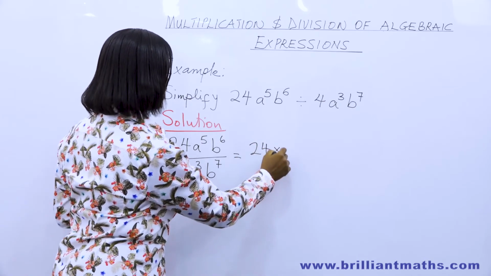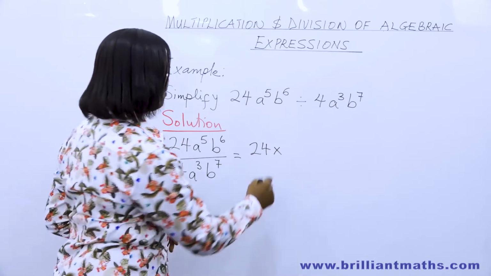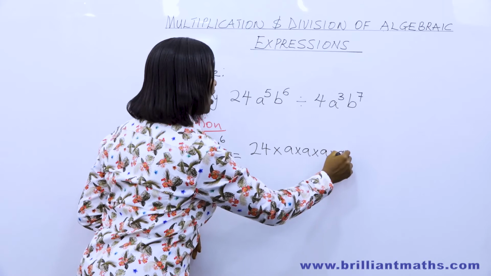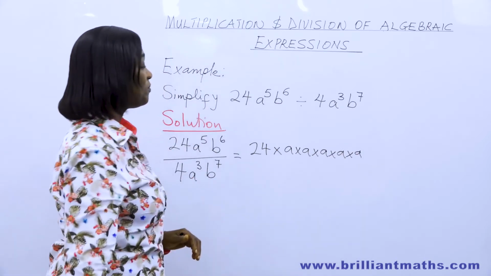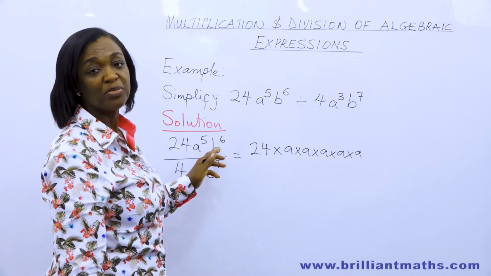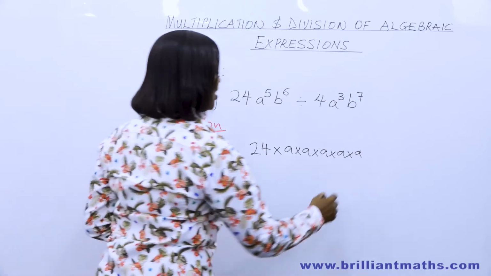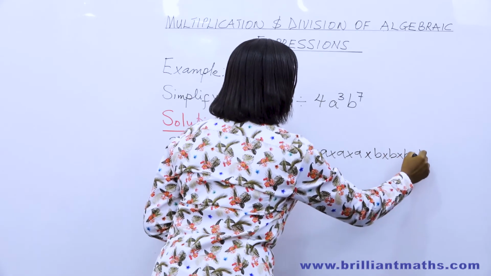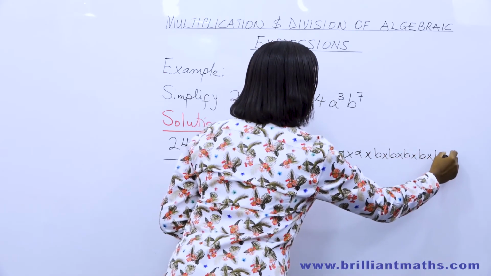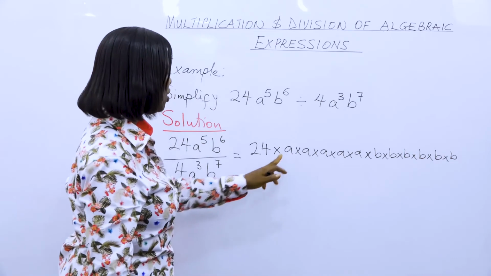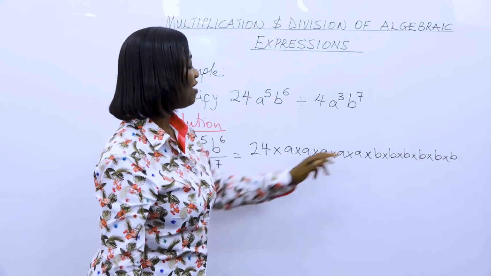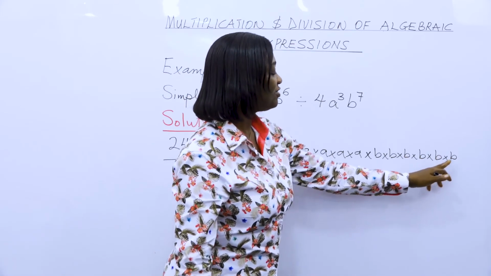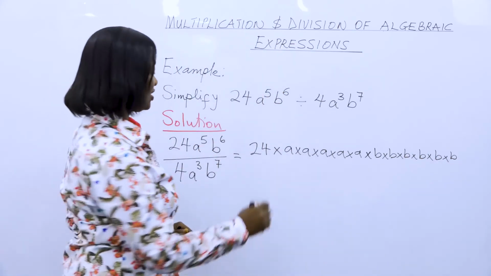24 times a to the power 5, which is a times a times a times a times a, and b to the power 6, which is b times b times b times b times b times b. Let's check how many we have: 1, 2, 3, 4, 5, that's a to the power 5. 1, 2, 3, 4, 5, 6, and that's b to the power 6.